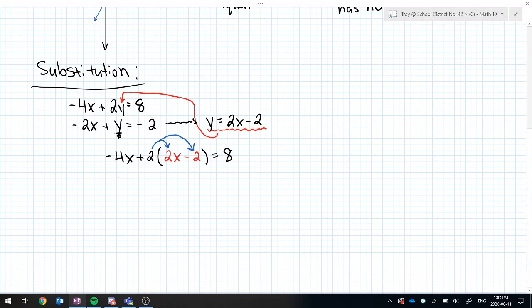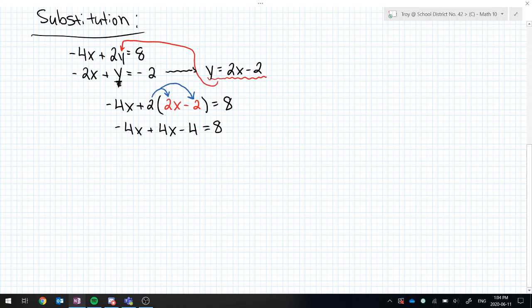So in doing so, I get negative 4x. 2 times 2x is 4x. 2 times negative 2 is negative 4 equals 8. And now we can simplify a little bit here. So I'll move this negative 4 to the other side. So it's a minus 4, so I need to add 4 to both sides. Right? Those cancel. So I get negative 4x plus 4x is equal to 12.